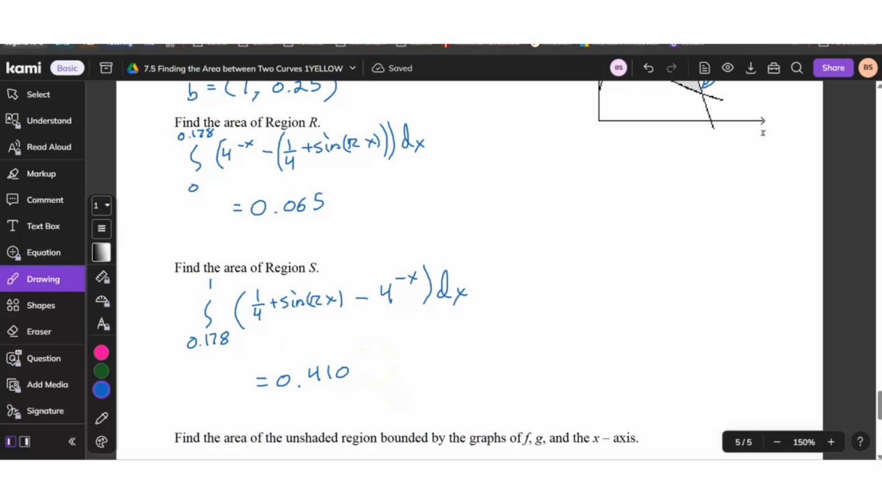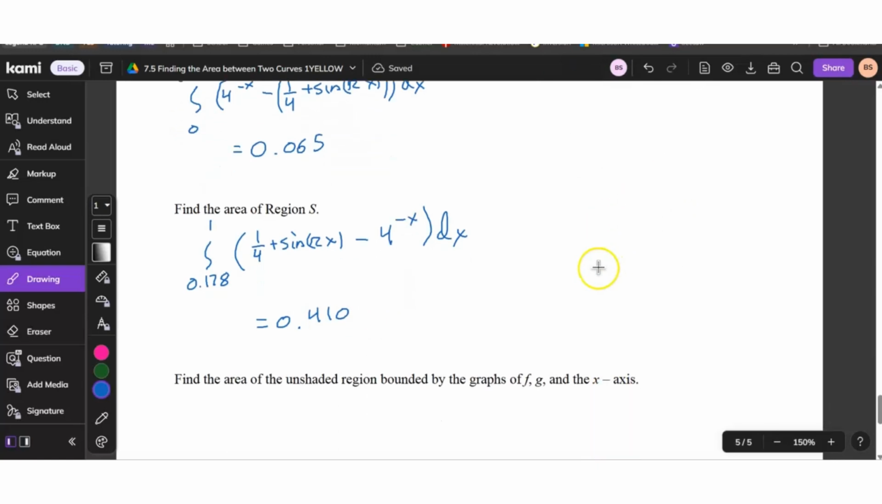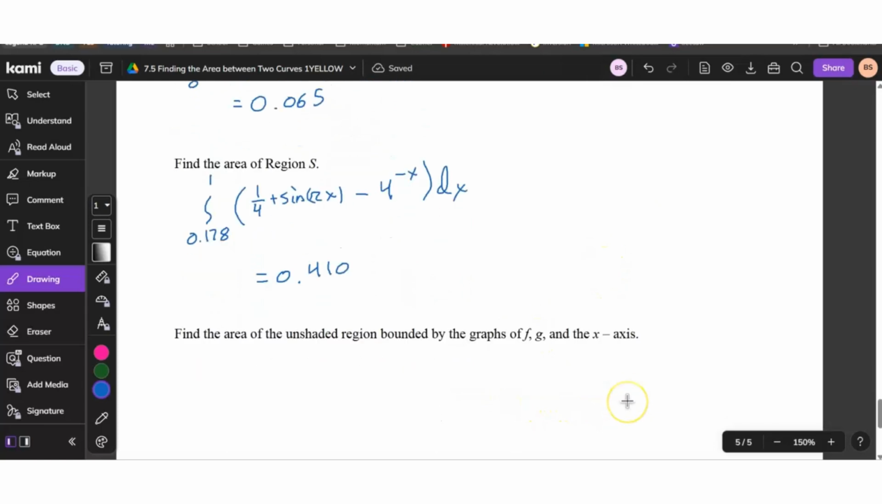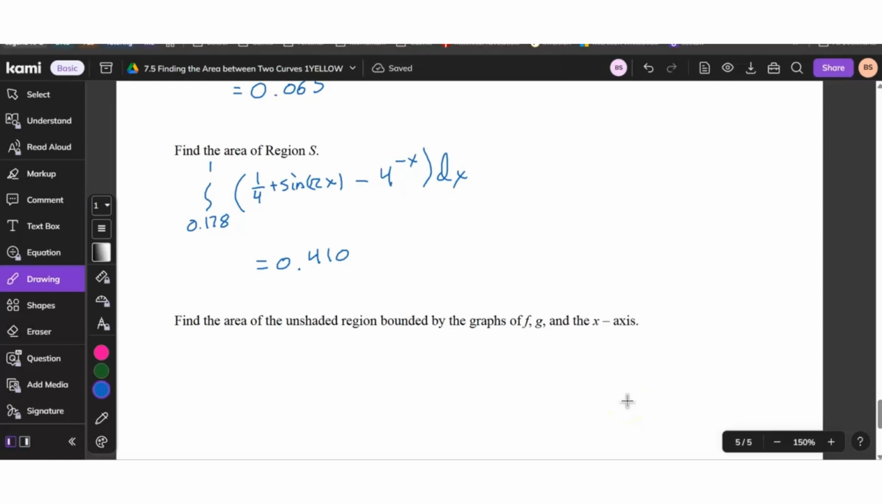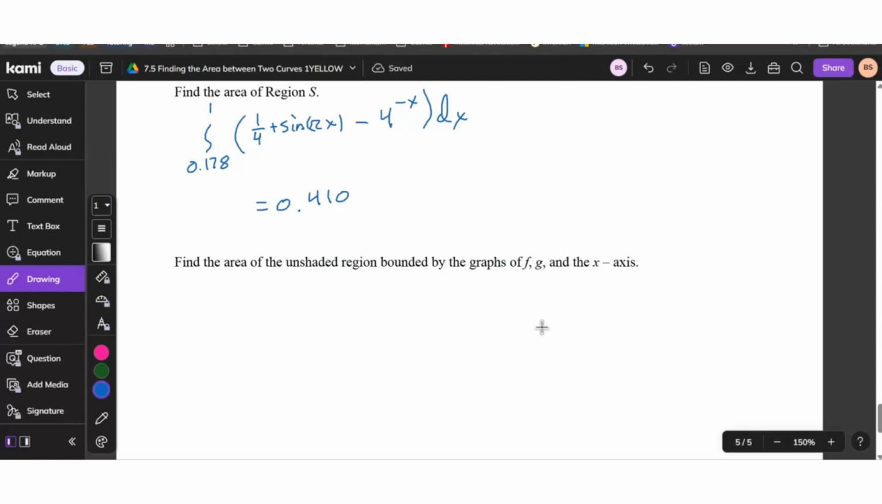All right, so the last step: find the area of the unshaded region bounded by the graphs of f and g and the x-axis. Okay, this is where it's a little bit awkward. So we're going at it from 0 to... this should say from 0 to b. Since it doesn't, we're going to have to do a little bit extra work. What do you mean from 0 to b? I'll show you.